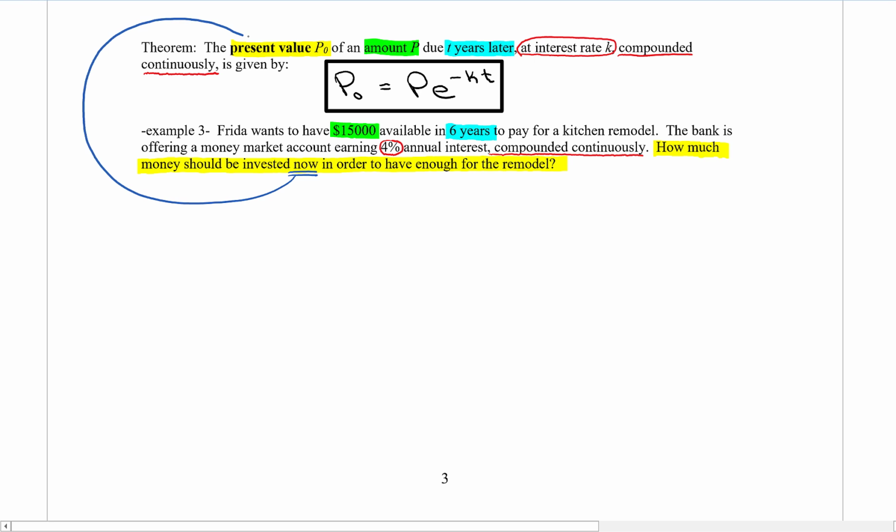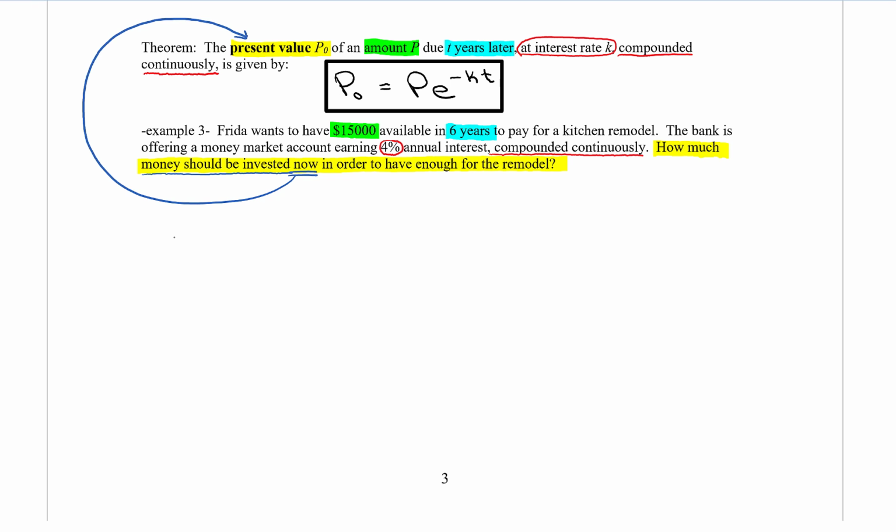I've drawn an arrow pointing up from the word now up to the words present value P sub 0 in the theorem, because this is what we're looking for in this problem. We are looking for that present value P sub 0. I have underlined the words money should be invested now. The equation that we have here, the P sub 0 equals P times e raised to the negative kt power, will give us this answer immediately.